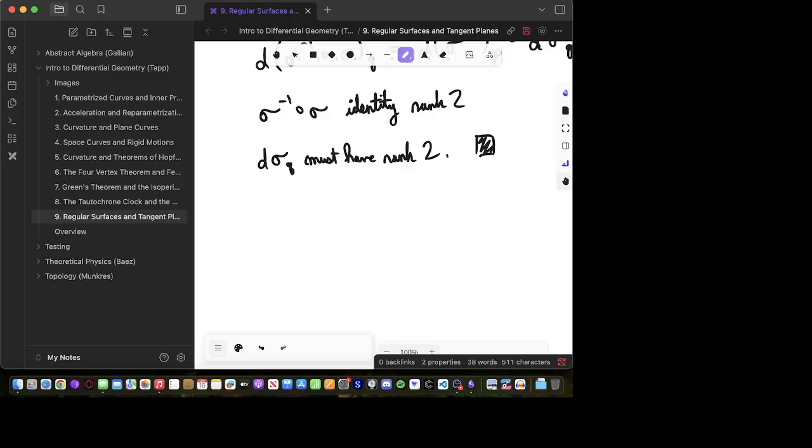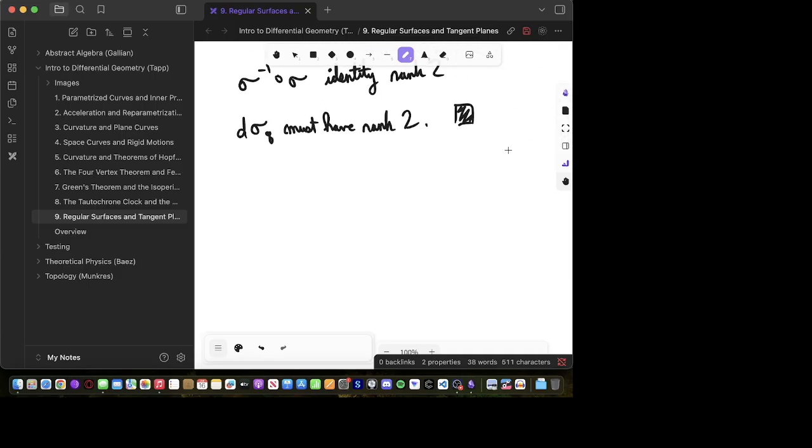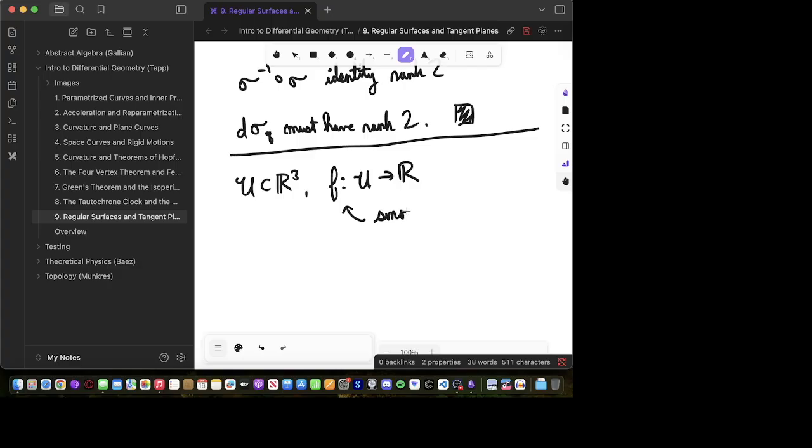So now let's talk about regular values. Let's say we have an open set in R3, and we have a function on that open set to R, and we have that f is smooth, so differentiable, and we have some real number lambda in the image of f.